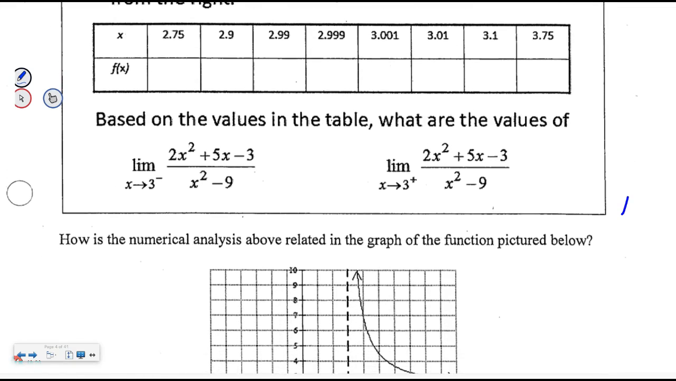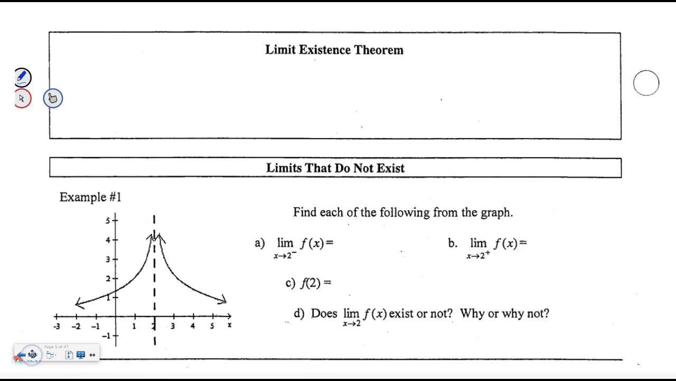We're going to move. All right, so next up, I'm going to do what's called the limit existence theorem.